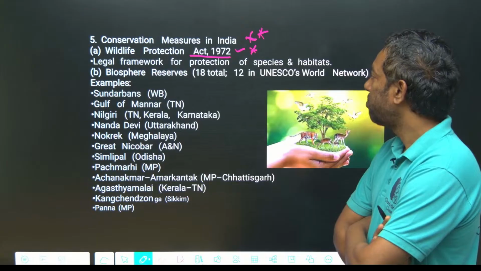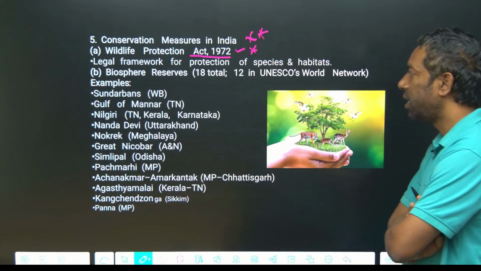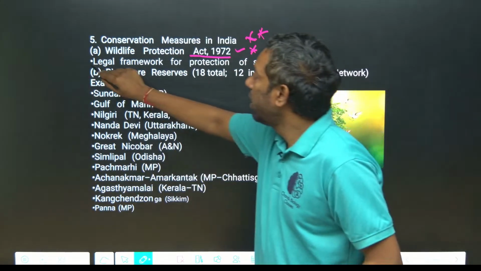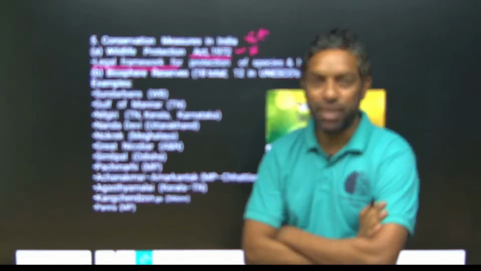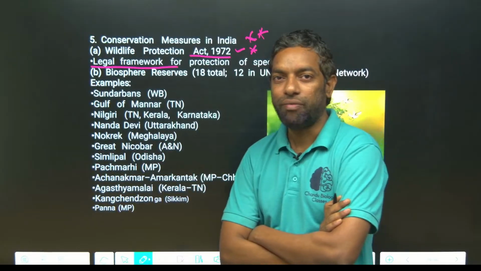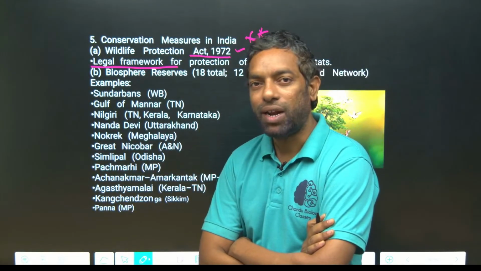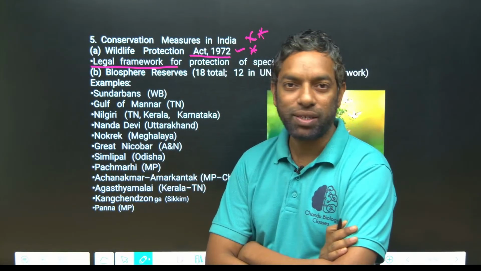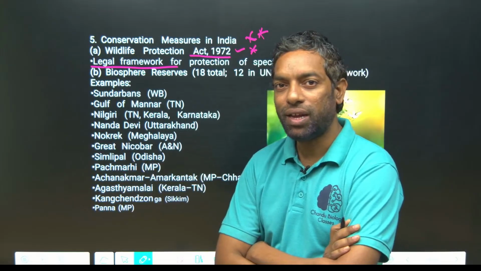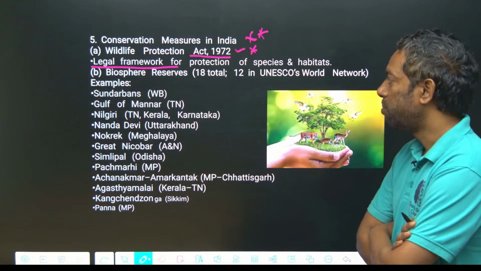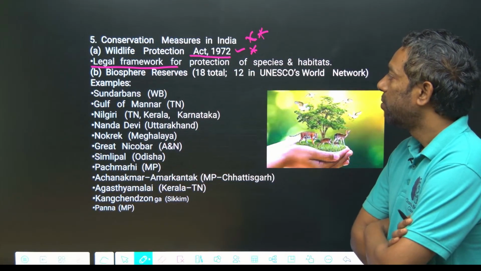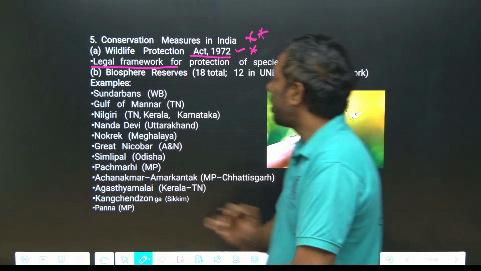What is the Wildlife Protection Act? A legal framework for the protection of all species. Legal framework means that under this act we can protect these species. There are lists, Schedule 1, Schedule 2, Schedule 3, based on their severity and vulnerability. And biosphere reserves are there in India.